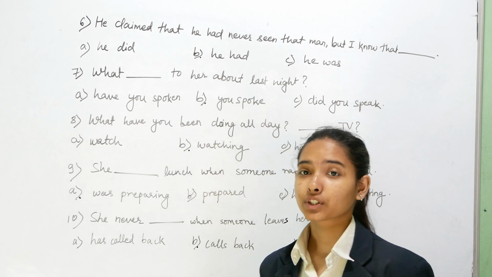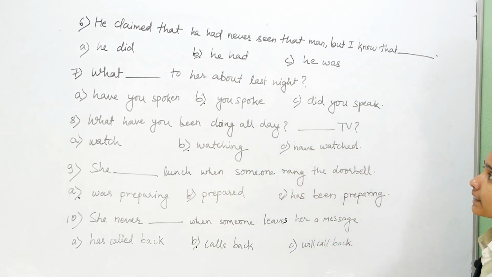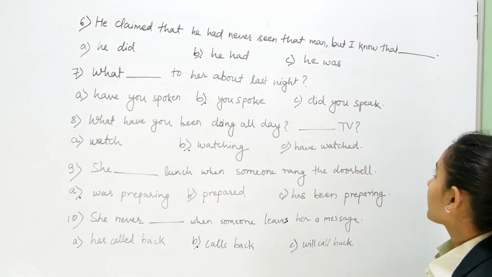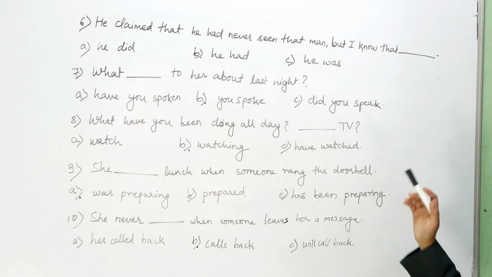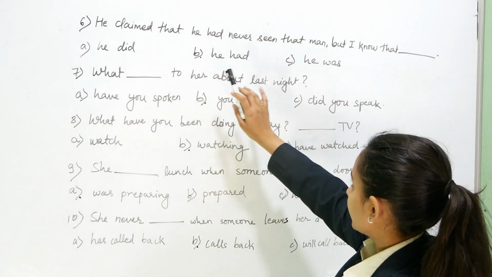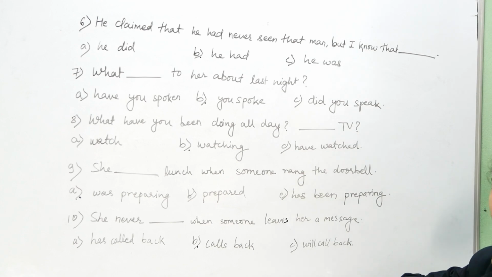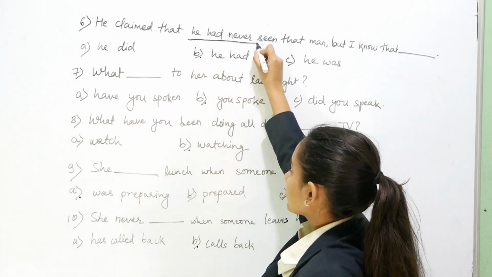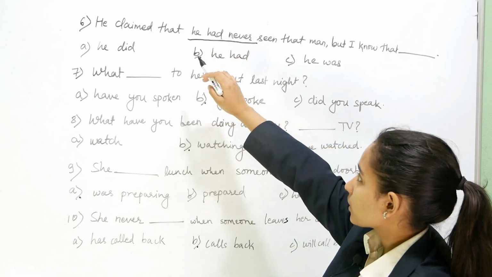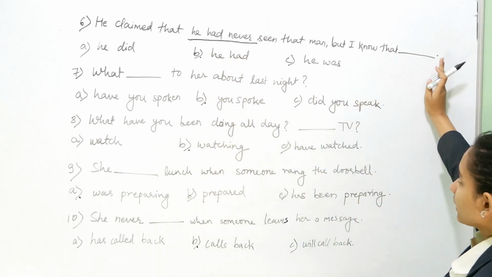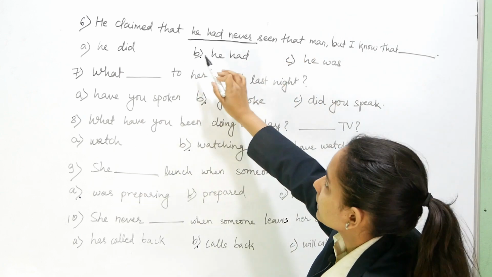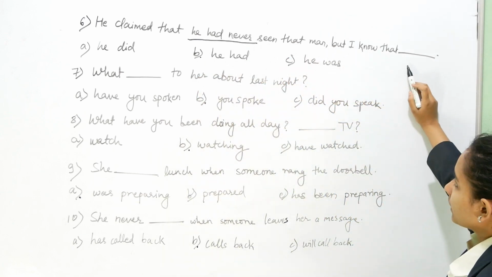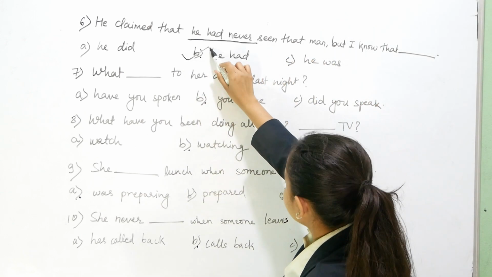So the next question that we have is, he claimed that he had never seen that man, but I know that he did, he had, he was. यहाँ चाहिँ हामीले के हेर्नु पर्छ भने he claimed that he had. यता चाहिँ had use भइरहेछ. So we will use it again here. So he claimed that he had never seen that man, but I know that he had.